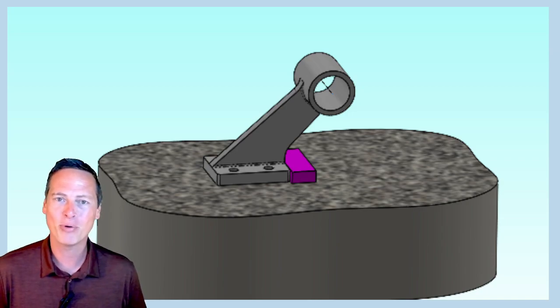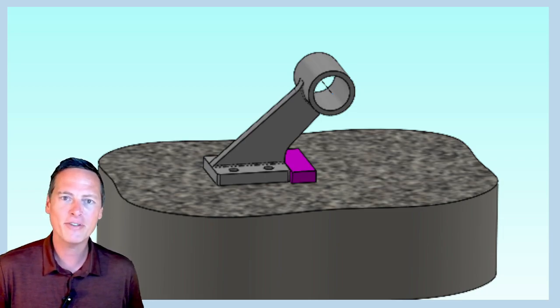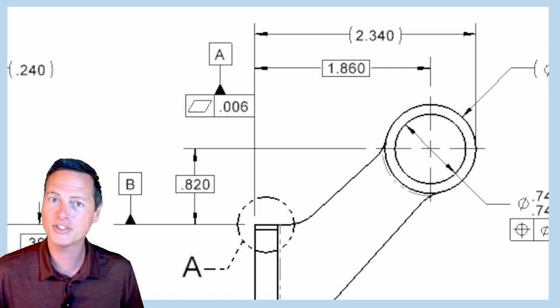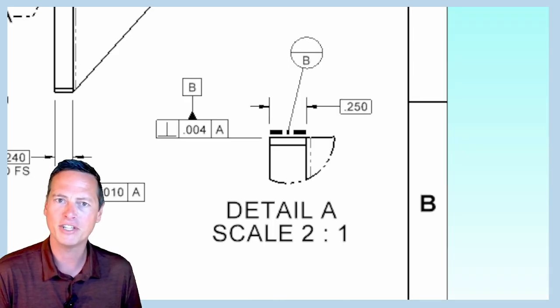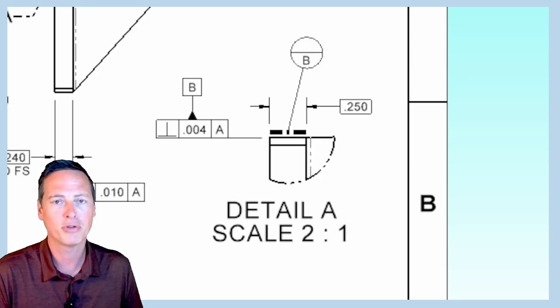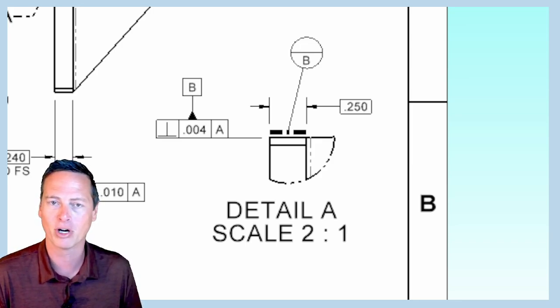I have just a few more points to make here, okay? We're saying that the Datum simulators are very high quality, very flat, and in the case of the Datum B simulator, very perpendicular to Datum A. Well, this drawing shows that the Datum A feature has 6 thousandths flatness, which is pretty flat, but of course still allows some variation. And then the Datum B feature has this 4 thousandths perpendicularity to Datum A. Pretty good again, but still not perfect.